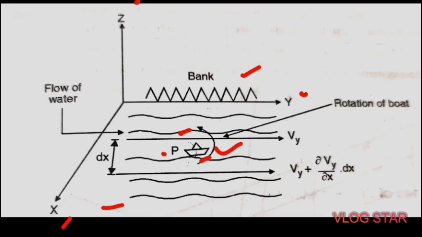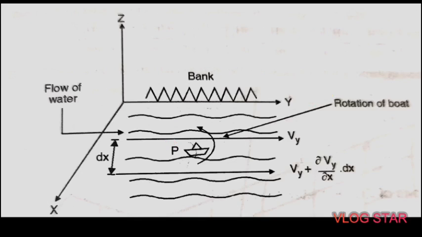At point P, the velocity of water is denoted by Vy, which is along the y direction. As we move inside the water, away from the bank, the velocity increases. Here the bank is there and the velocity is here. So if we move away from the bank, the velocity increases, that means velocity increases as x increases. So at point P, velocity Vy causes the motion of the boat parallel to the y-axis.